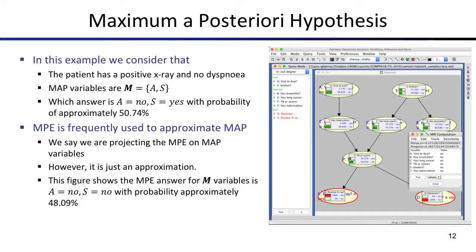For instance, we can run an MPE query for the same evidence. We still have the same evidence set here, and we run the MPE query, and we see that for the MAP variables, A and S, we got a slightly different result. We got A no and S no. Before, for the MAP, we had A no and S yes. Also, the instantiation that we found is slightly less probable than what we had originally with the MAP query. So this is an approximation.